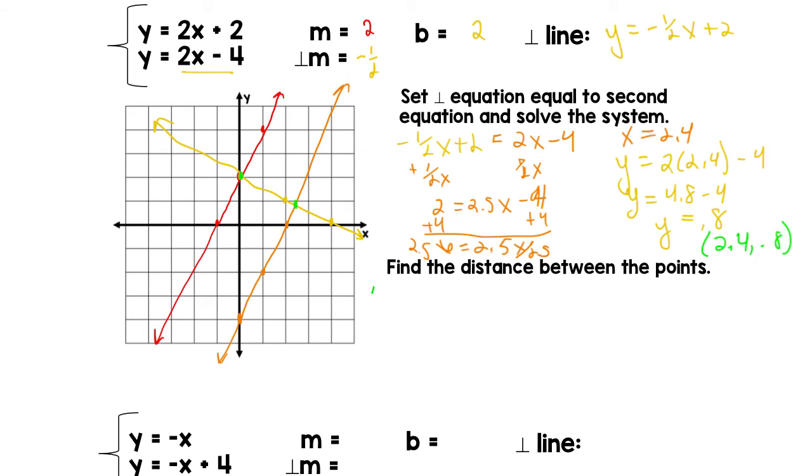Well, our 2 points that we care about are (2.4, 0.8) and (0, 2). We use the distance formula. The distance is the square root of the difference in x's, so 2.4 minus 0 squared, plus the difference in y's, 0.8 minus 2 squared. Well, 2.4 squared is, that's definitely not right. It's 5.76.